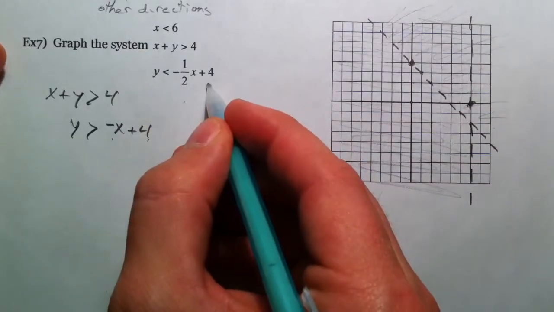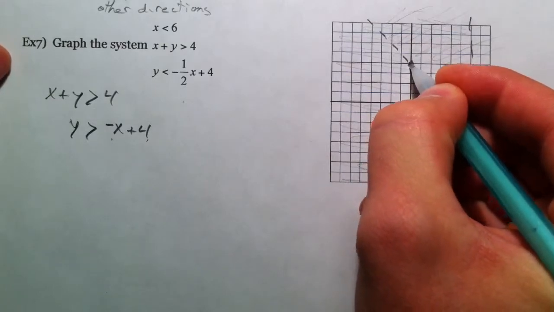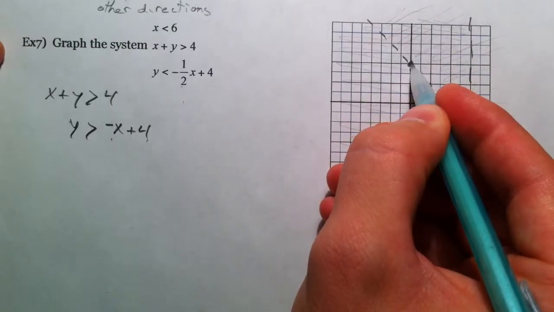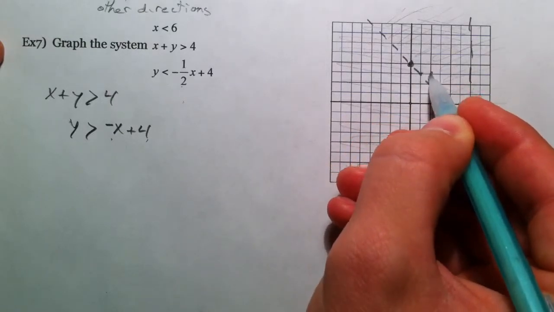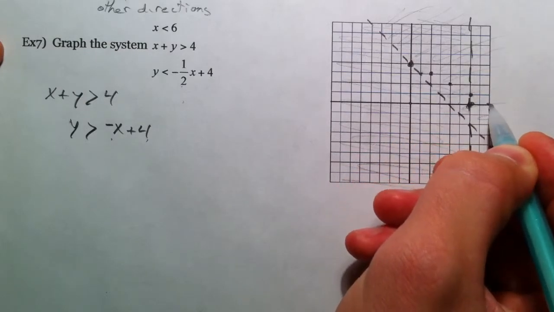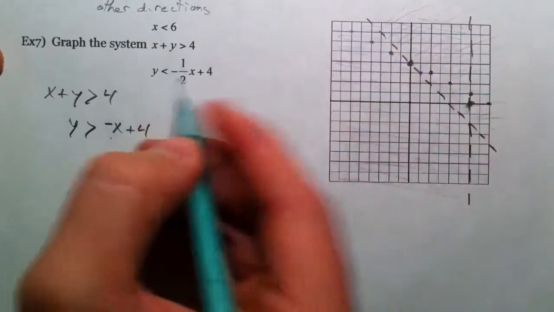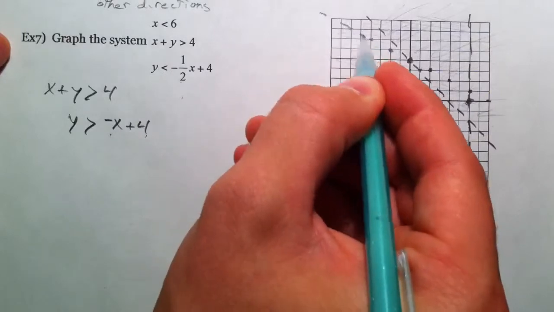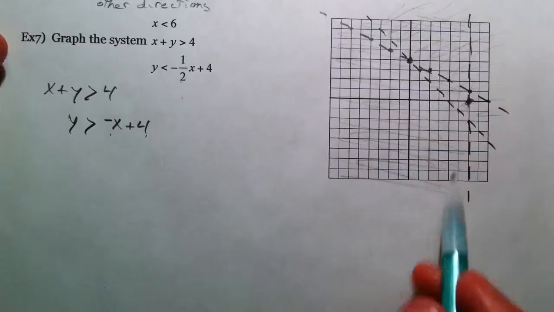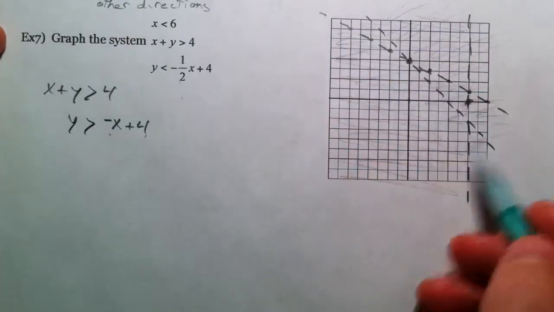And y is less than negative 1/2 x plus 4, so we have the same y-intercept. The slope is negative 1/2, so we go down 1 over 2, down 1 over 2, down 1 over 2. You could go back this way if you wanted to, up 1 over 2, up 1 over 2. Again, it's just a dashed line. It would be solid if it was the or equal to. And this one is less than, so we shade below the line.